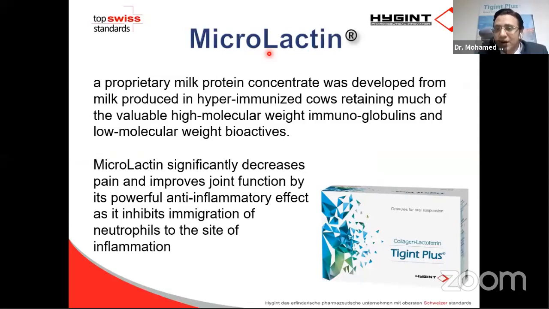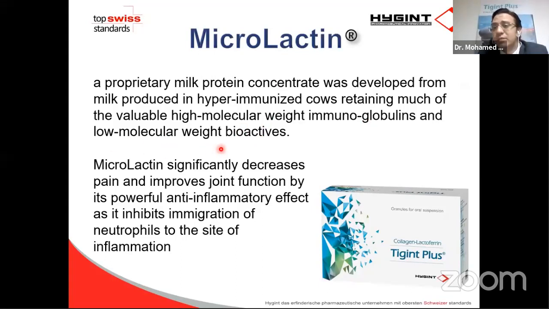يمكن المايكرولاكتين موجود بره كبراند باسم مايكرولاكتين، احنا هو انجريدينت عندنا موجود في التيجنت بلس. المايكرولاكتين هو عباره عن بروتين كونسنتريت بيبقى واخدين من هايبر امينايزد كاو، يعني هو هايبر امينايزد ميلك بروتين كونسنتريت بيحتوي على نسبه عاليه جدا من الهاي موليكولار ويت اميونوجلوبولينز واللو موليكولار ويت بايو اكتيفز.